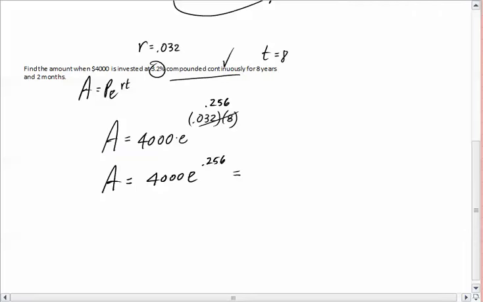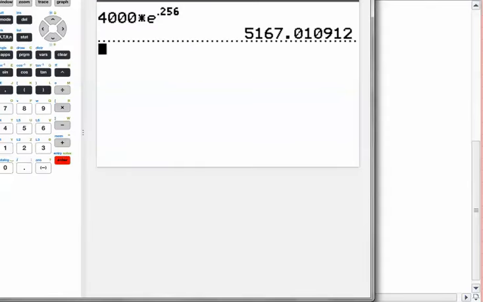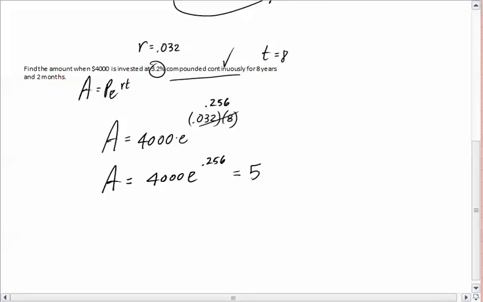Let me make sure I did that correctly. Yep. Okay. And here we go. 5167 and a penny. 5167.01. And there it is. 4,000 turns into 5,167, and all you put in was originally 4,000. That means the bank, you earned interest of $1,167.01. So, hope this was helpful.